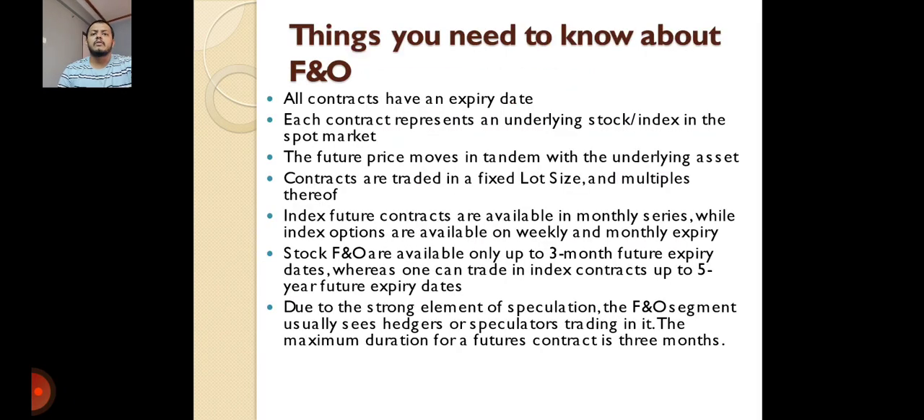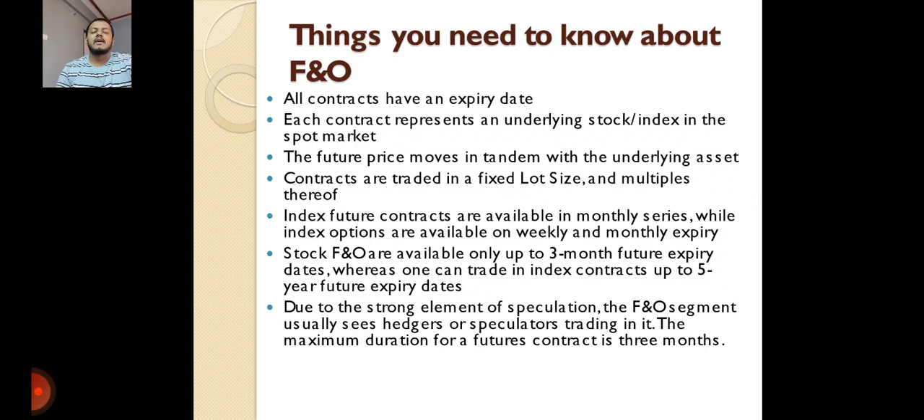Things you need to know about futures and options. All contracts have an expiry date. Each contract represents an underlying stock or index in the spot market. The future price moves in tandem with the underlying asset. Contracts are traded in a fixed lot size and multiples thereof. Index futures contracts are available in monthly series, while index options are available on weekly and monthly expiry.